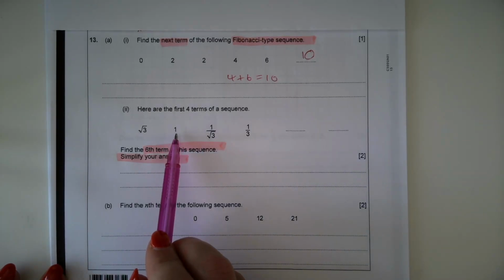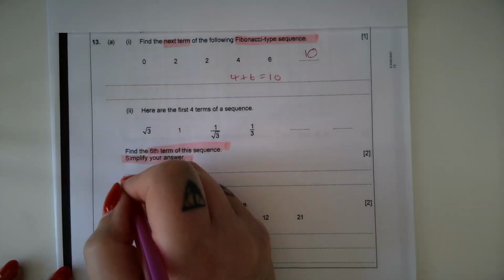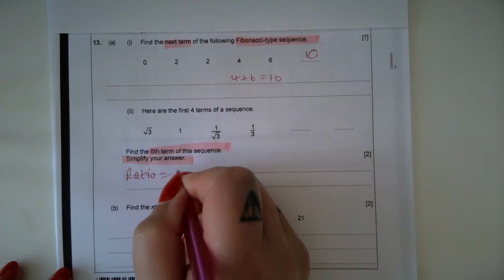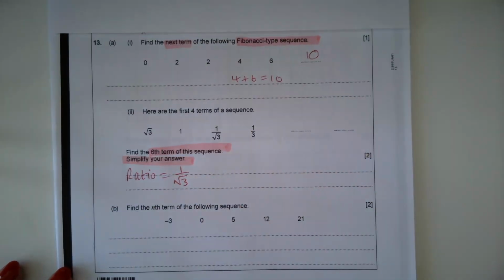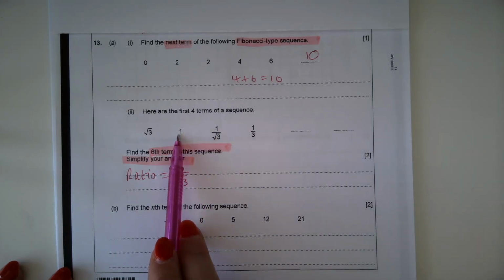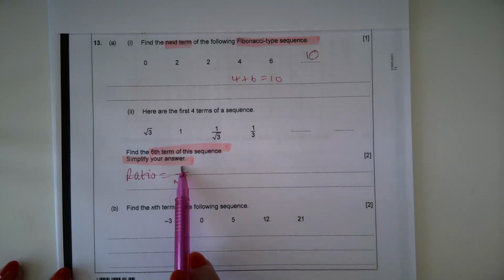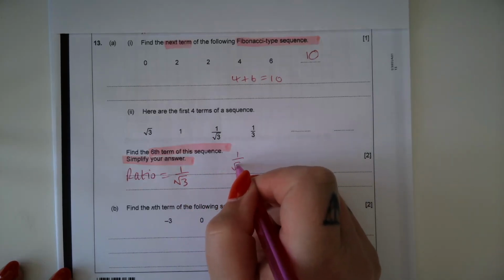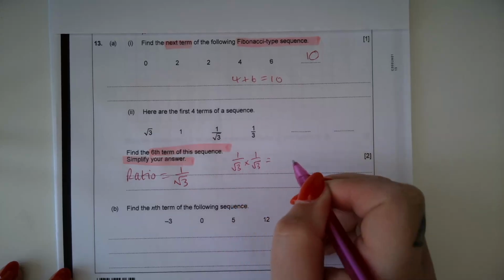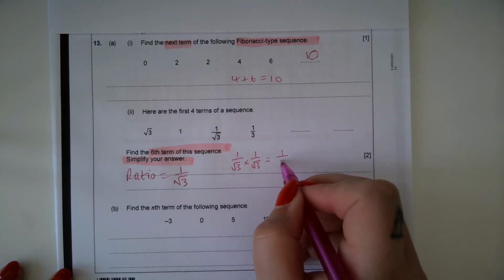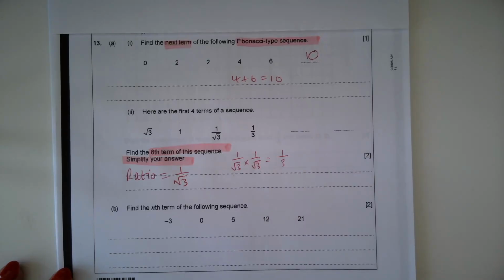So to do this, I'm going to take this term and divide it by the term before it. So the ratio is 1 over root 3. So what we've done is, if we multiply each term by 1 over root 3, it will generate the next term. So let's check this. 1 times 1 over root 3 becomes 1 over root 3. 1 over root 3 times 1 over root 3 becomes 1 over root 9, which is 1 over 3. So we know that that ratio works.